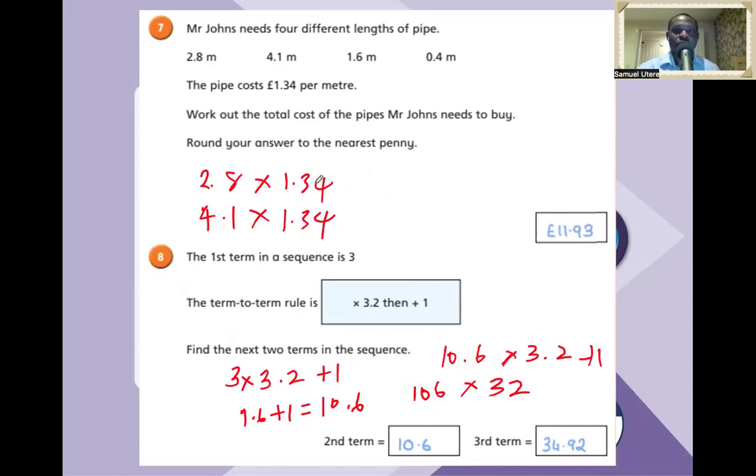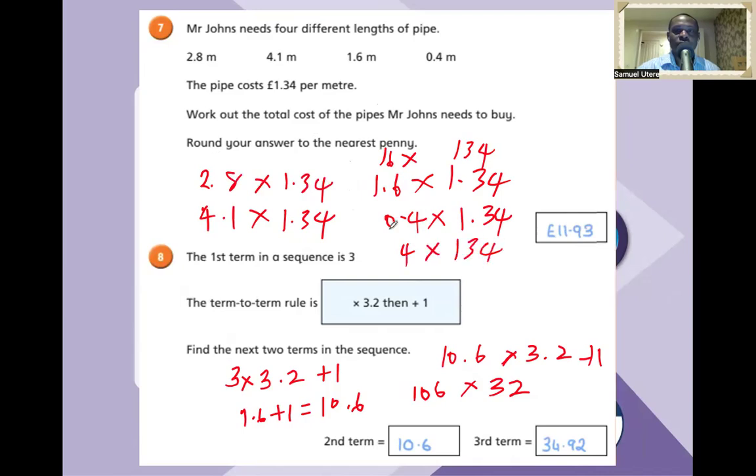So you multiply these out. The next one will be 1.6 times 1.34, and then the next one will be 0.4 times 1.34. So when you finish, this calculation will be like 16 times 134. This will be 4 times 134. This will be 28 times 134. This will be 41 times 134. So you do your calculations.